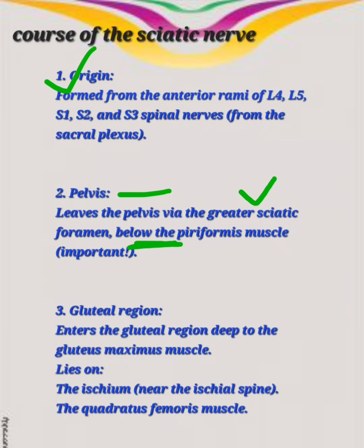Okay, after that it enters into the gluteal region. Here it lies deep to the ischium and quadratus femoris muscle. In the gluteal region, the sciatic nerve does not supply any of the gluteal muscles.